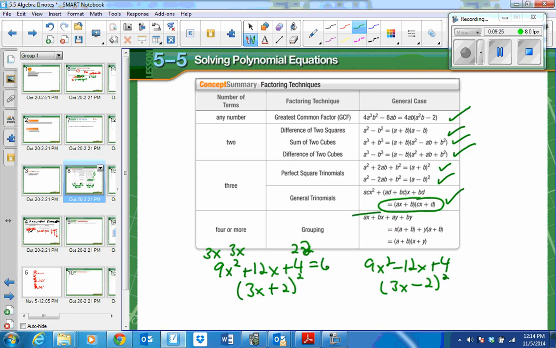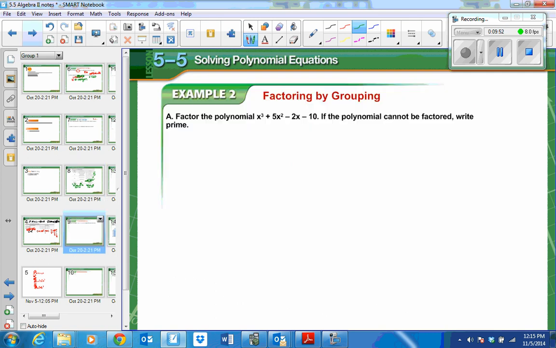Factoring by grouping: anytime you see that you have 4 terms, you're going to look at factoring by grouping. And that's when you put the first 2 terms together. Hopefully they're in an order that allows you to do this. Factor out your greatest common factor from those, factor out your greatest common factor from the last 2 terms, and see if you have a binomial that matches, that you can then pull out and get it into factored form.